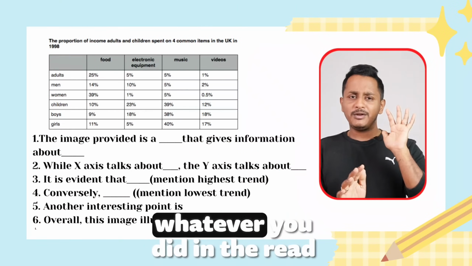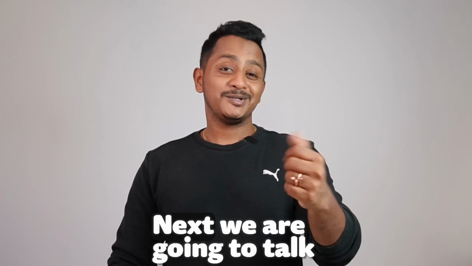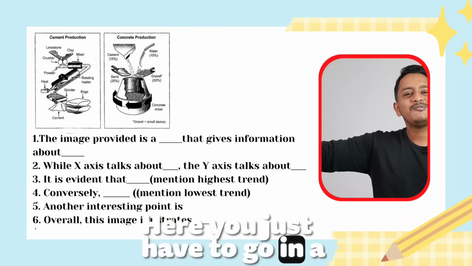It's the same thing, whatever you did in the read aloud, the same way you should perform with respect to describe image content. You give whatever you want from the image. Next, we're going to talk about the process diagram. So this is the process diagram. Here you just have to go in a flow, man.